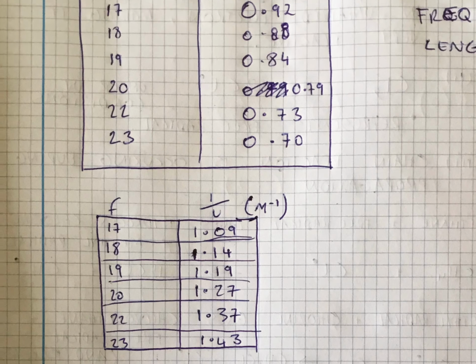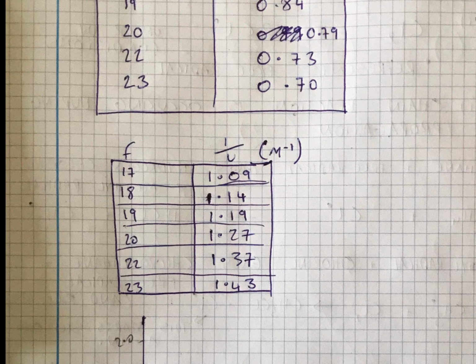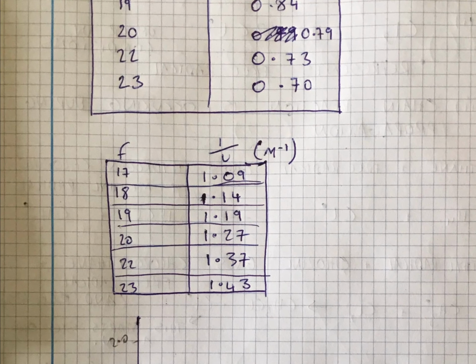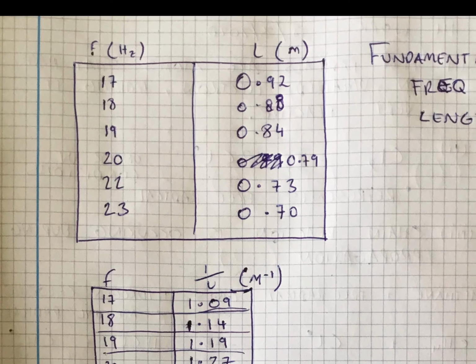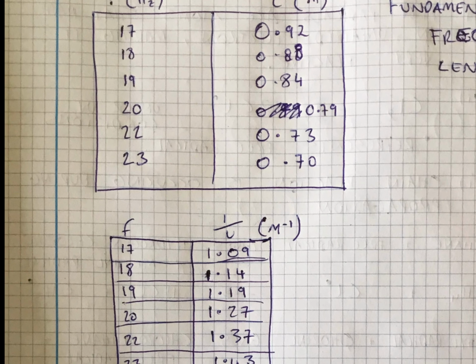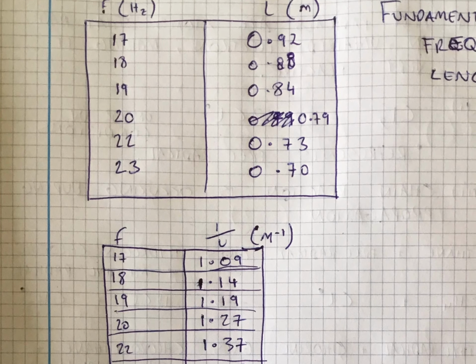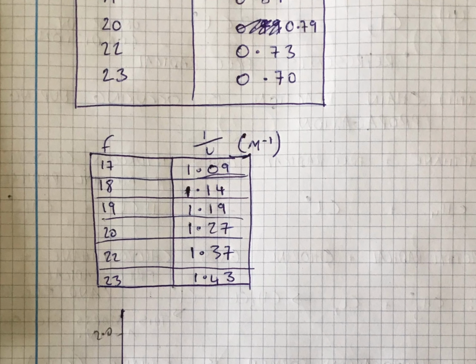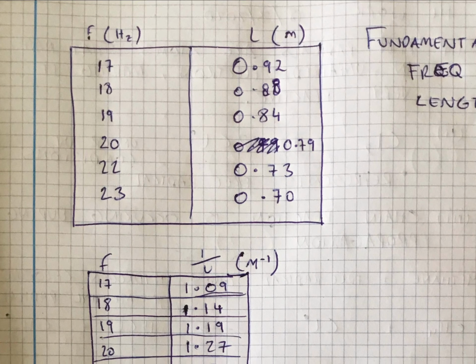So what I've done is I've copied down my frequencies as I had: 17, 18, 19, 20, 22, 23, nice and straightforward. And what I had done is that I just did 1 divided by 0.92, and that gave me the first one, 1 divided by 0.88. Okay, so you can see what's happening. As the frequency increases, the 1 over L value increases also. If we look at it the opposite way around, as the length of the string decreases, the frequency increases.